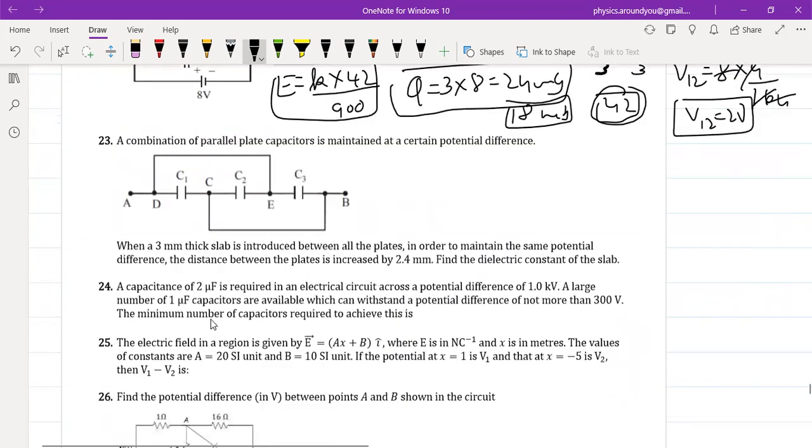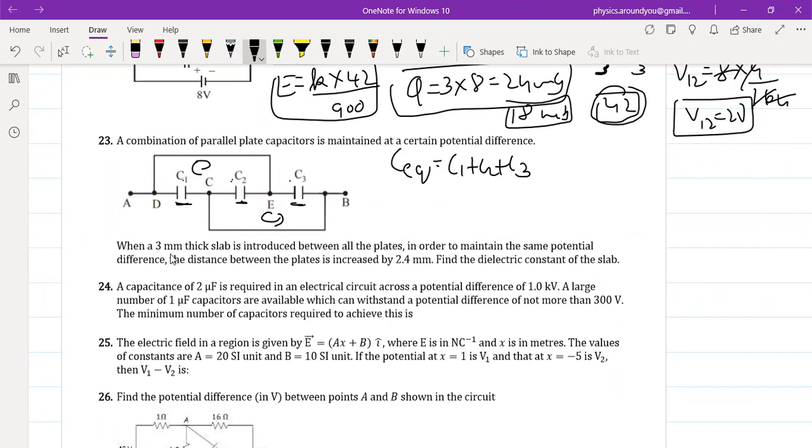Okay. We now come to question number 23. In question number 23, standard setup. C1, C2, C3, you take them loops. This is first loop and second loop. I see that voltage between C1, C2 is same and voltage between C2, C3 is same. Therefore, all the three capacitors are in parallel. So equivalent capacitance should be C1 plus C2 plus C3.